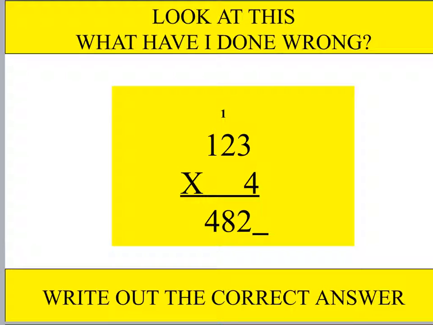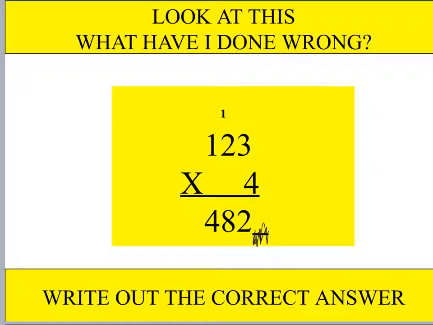What I'd like you to do now is have a look at this question. It is 123 times 4, but I've done something wrong. I want you to find out what I did wrong. Before you start, this part here, just ignore that. I'm not sure what that is. Work it out, and once everyone's worked it out, have some partner time and talk about it. Press pause and do that now.